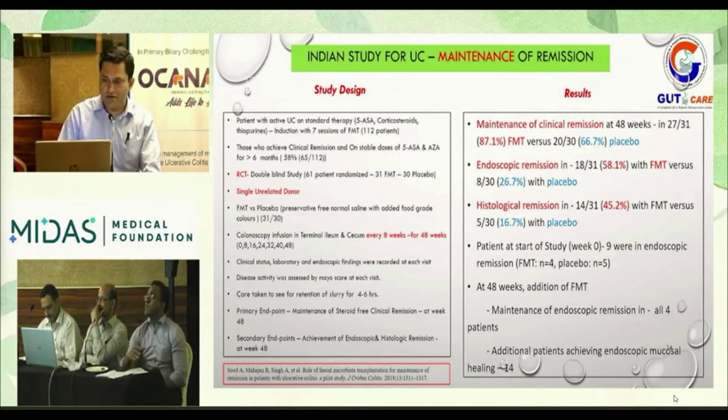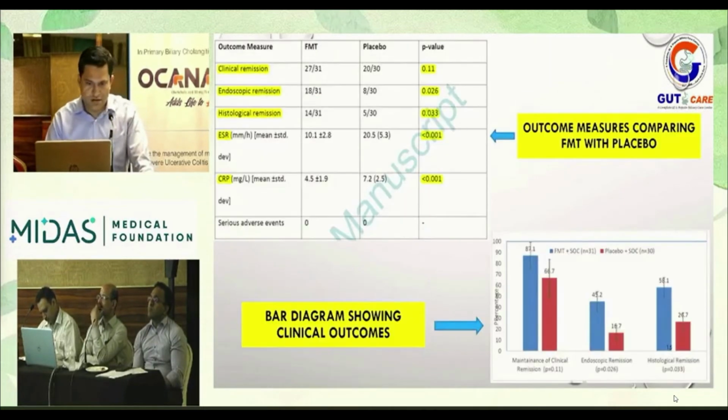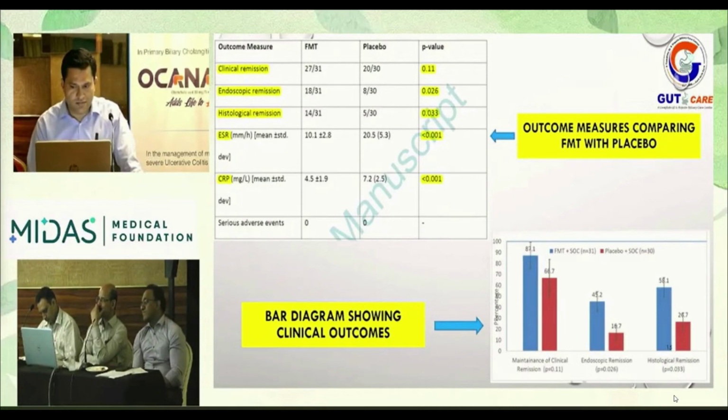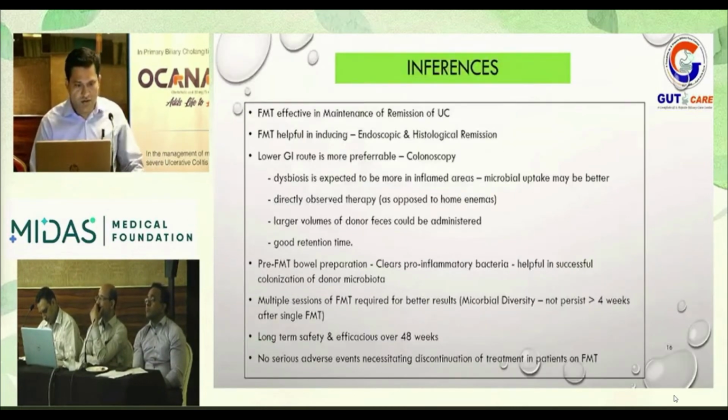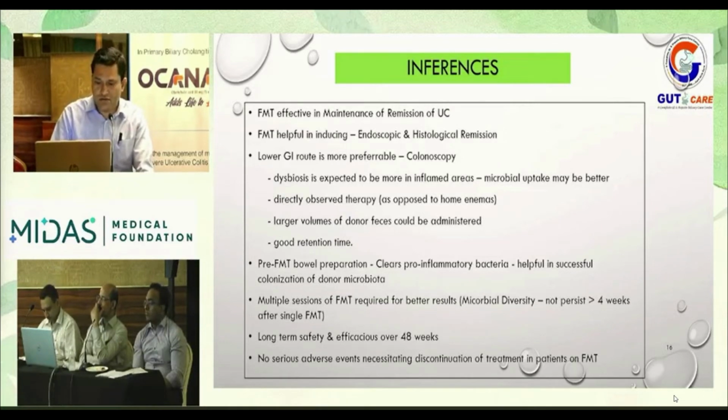Maintenance of clinical remission was found in 87% with FMT and 66% with placebo, which was not statistically significant. But endoscopic remission and histological remission were significant and found in 58% and 45%. So these are the outcome measures, and this is a bar diagram showing the clinical outcome. So the inference from this study is FMT is effective in maintenance of remission also. It helps in inducing endoscopic and histological remission.